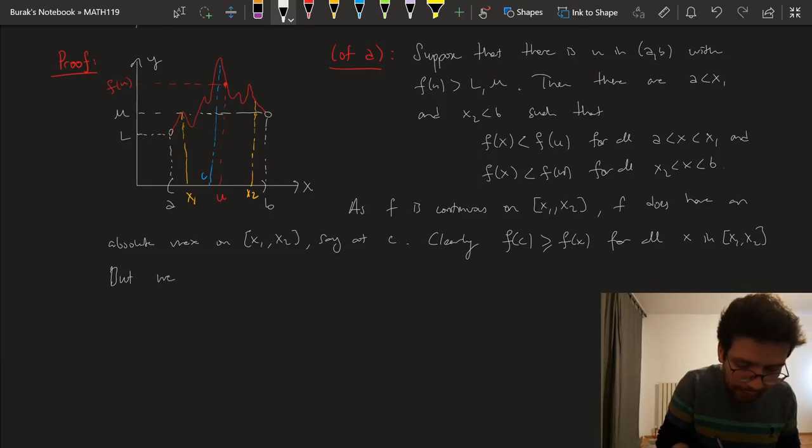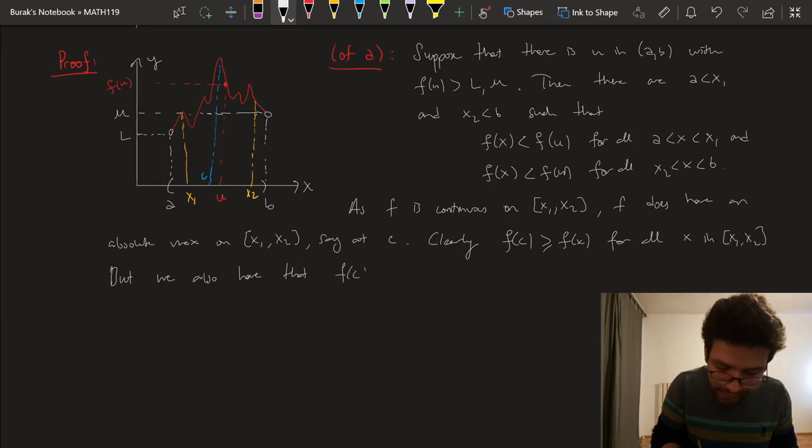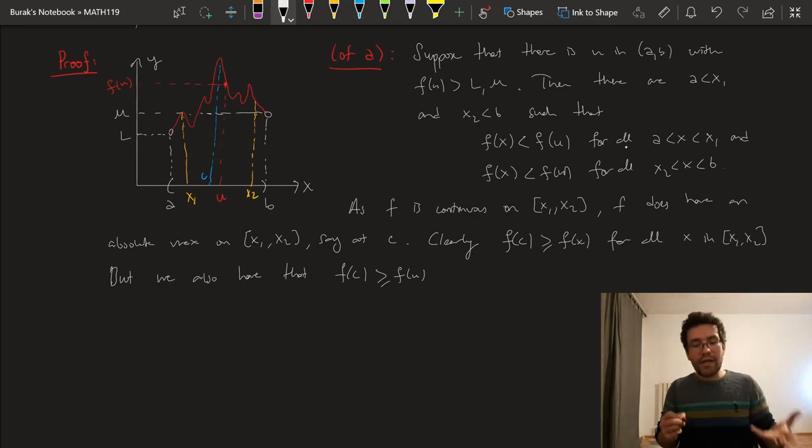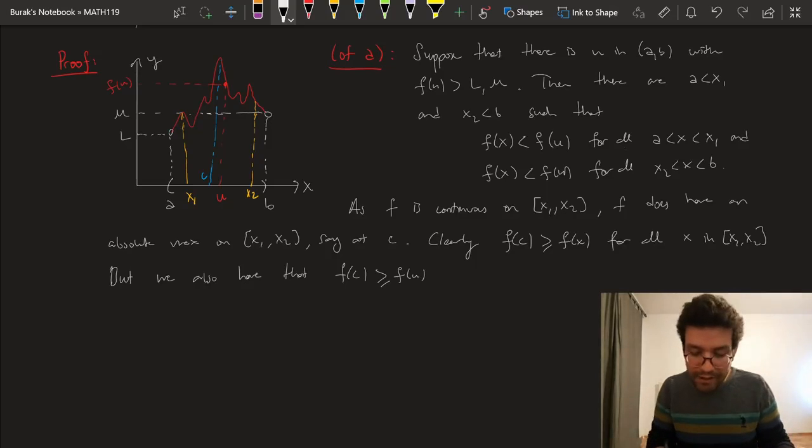But we also have that f(c) is greater than or equal to f(u). Why? Because u is in this interval [x1, x2], okay?